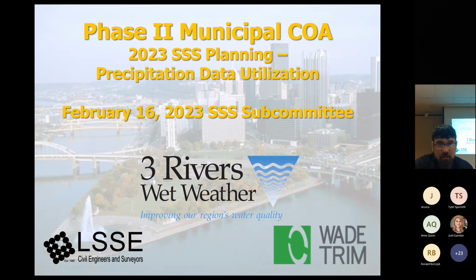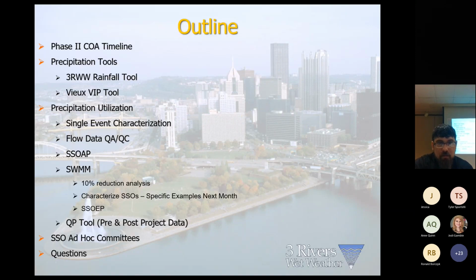Skip to the next slide. Okay, so for our outline, we are going to revisit the phase 2 COA timeline for the separate sanitary sewer tasks. Look at the tools we have available, the Three Rivers rainfall tool that's on MDS or on the Three Rivers website, the View VIP tool, which is a more advanced type tool.